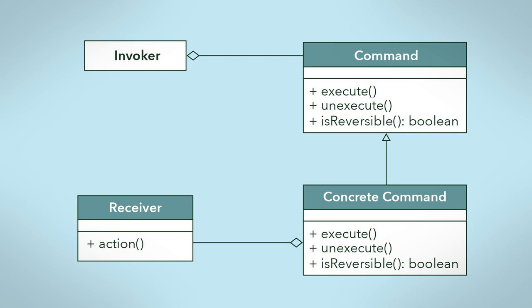There could be some commands that can't be undone. For example, save is a command that doesn't really make sense to be undone. You can't really unsave a work that has been saved. These concrete command classes will call on specific receiver classes to deal with the actual work of completing the command.